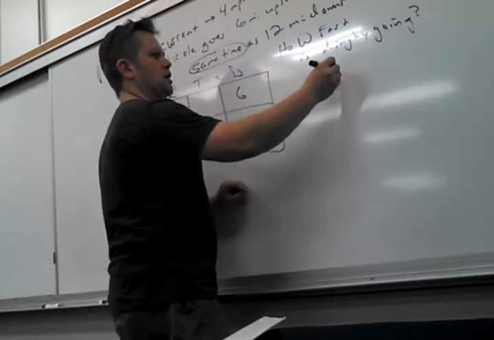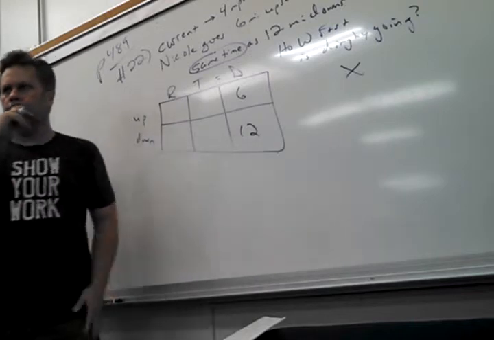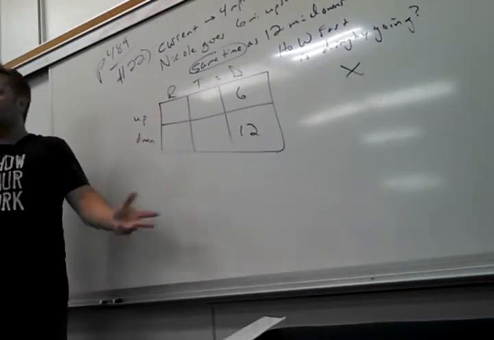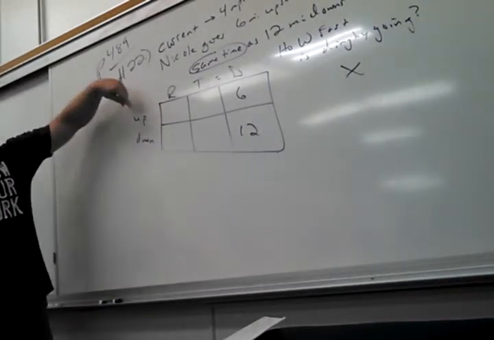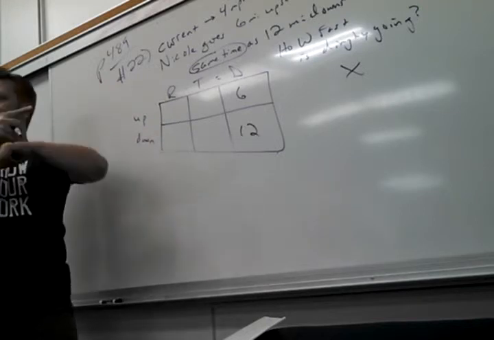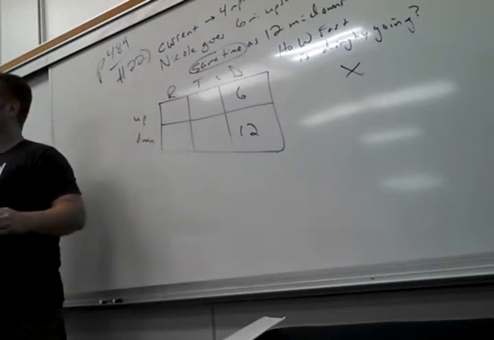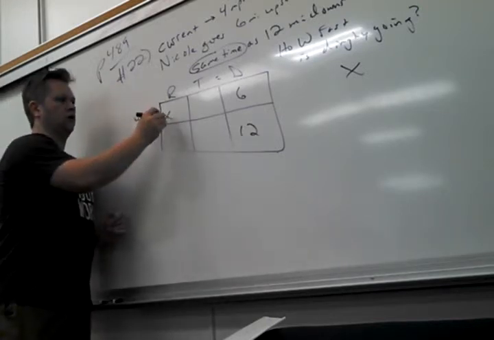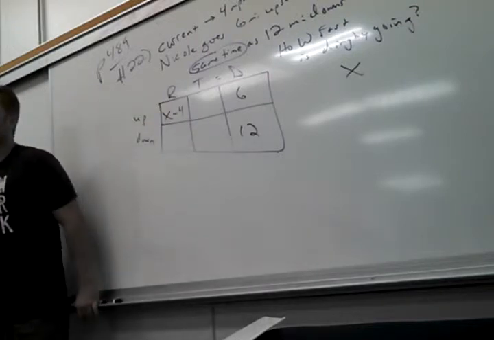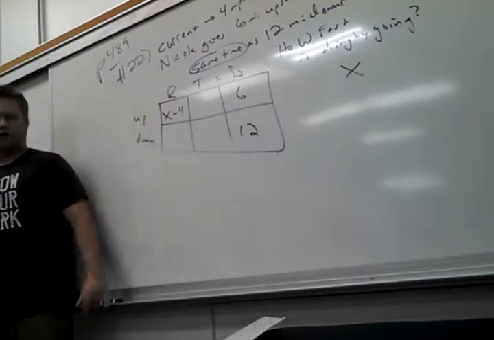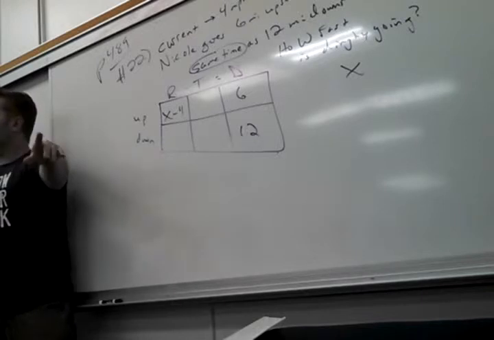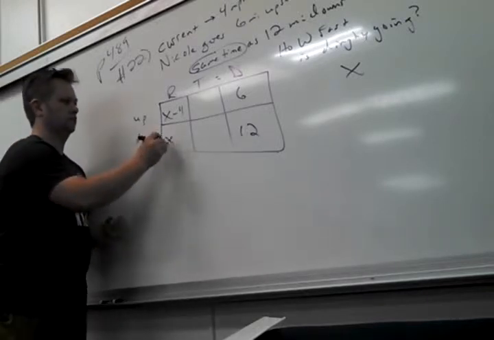So how fast is the dinghy going? X miles an hour, right? So how fast is it going upstream when it's fighting against the current? Well, how it normally goes, minus 4. And of course, how fast is it going downstream with the current? X plus 4.